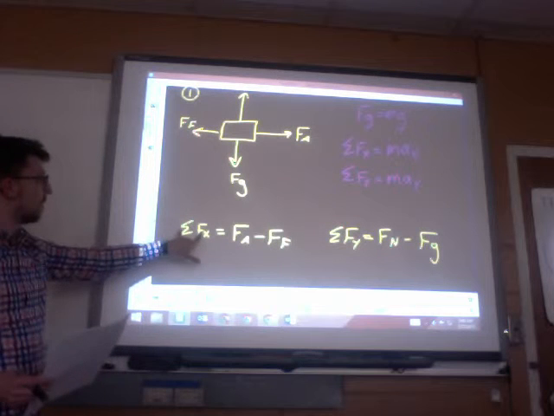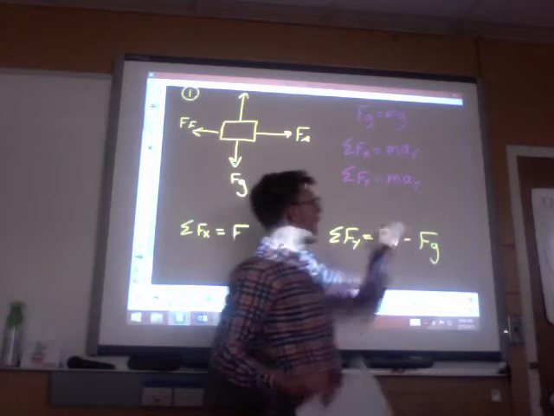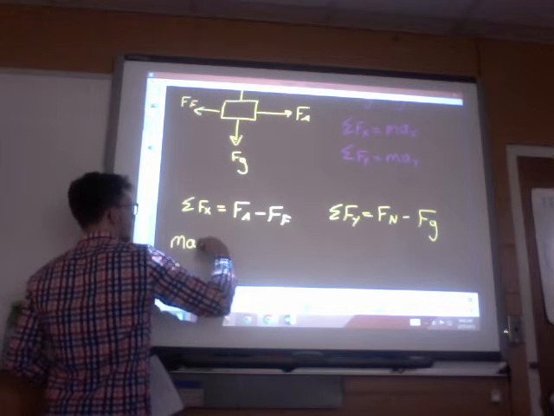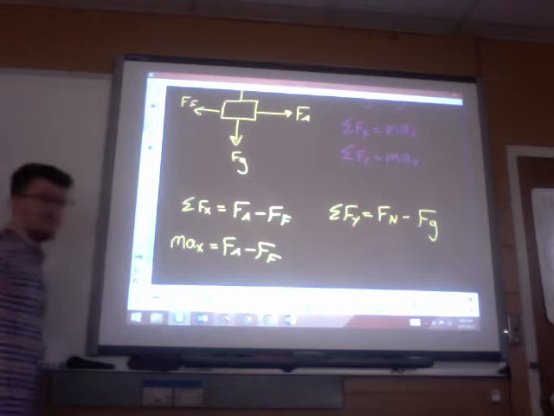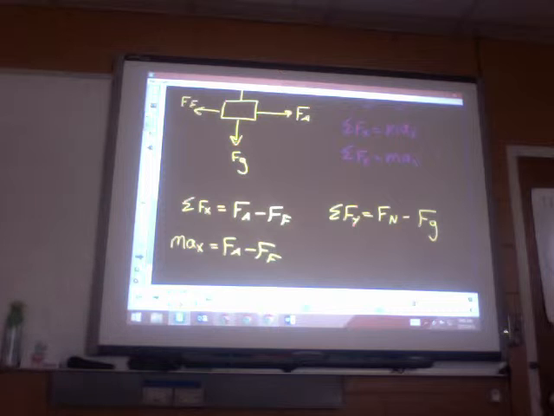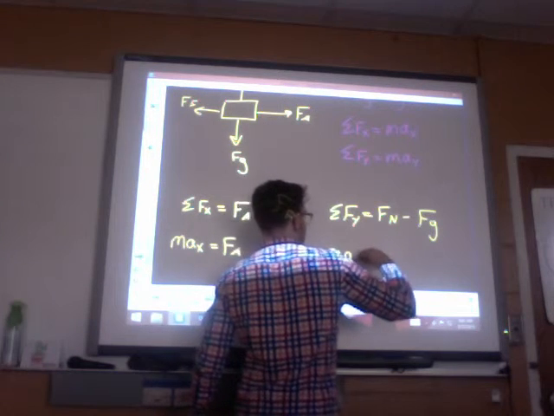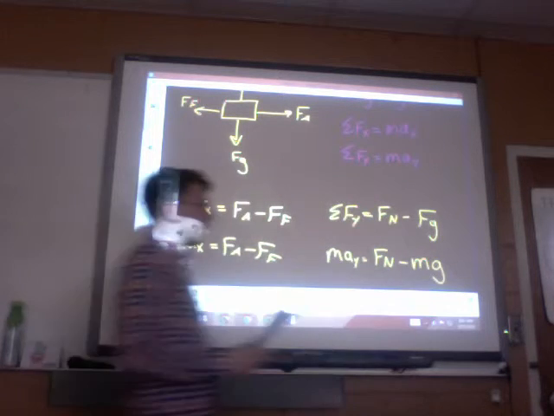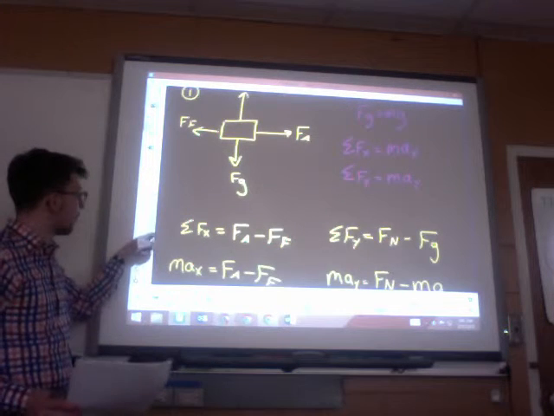For example, sigma Fx is max, right there. We plug in max for sigma Fx. So it's max equals Fa minus Ff. If you're a good problem solver, you know that you don't even need to set up the next one, but maybe you don't know that, so we'll just go through it anyway. May equals Fn minus mg. Now we're done with all the 3 steps. Where did mg come from? Fg equals mg. It's one of those equations up there.